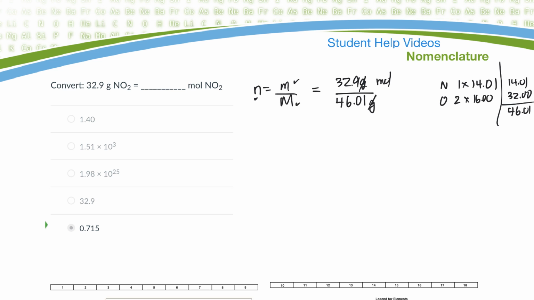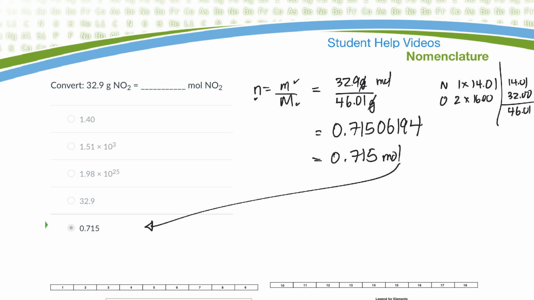32.9 divide 46.01. Okay, that comes out to 0.7150619. 3 sig figs, 0.715 moles. Gotta be that one. Hopefully that helps you with those 3 questions.